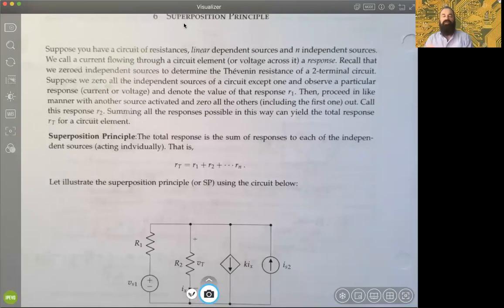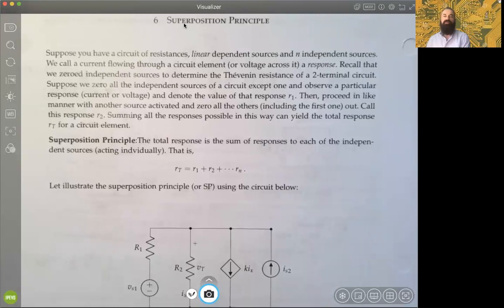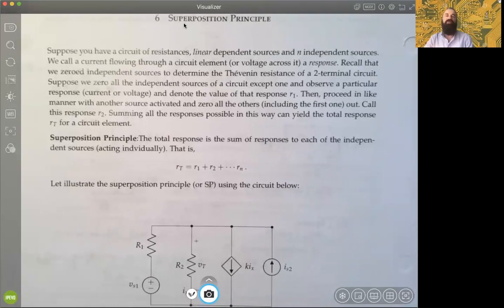Chapter 6 of our ECE 301 workbook is solely devoted to the concept of superposition, or more notably, the superposition principle. So the idea here is that suppose you have a circuit of resistances with linear dependent sources. That would mean, for example, a current controlled voltage source with just a single constant gain parameter, and n independent sources, voltage or current.